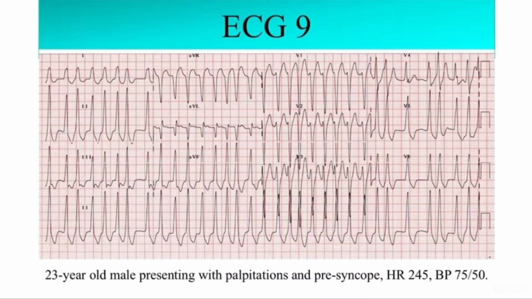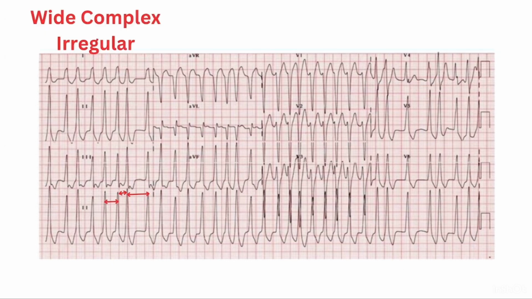Case 9. 23-year-old male with palpitations and pre-syncope. This is a wide complex tachycardia, QRS more than 120 milliseconds. The rhythm is irregular. Take 5 seconds to spot those delta waves.